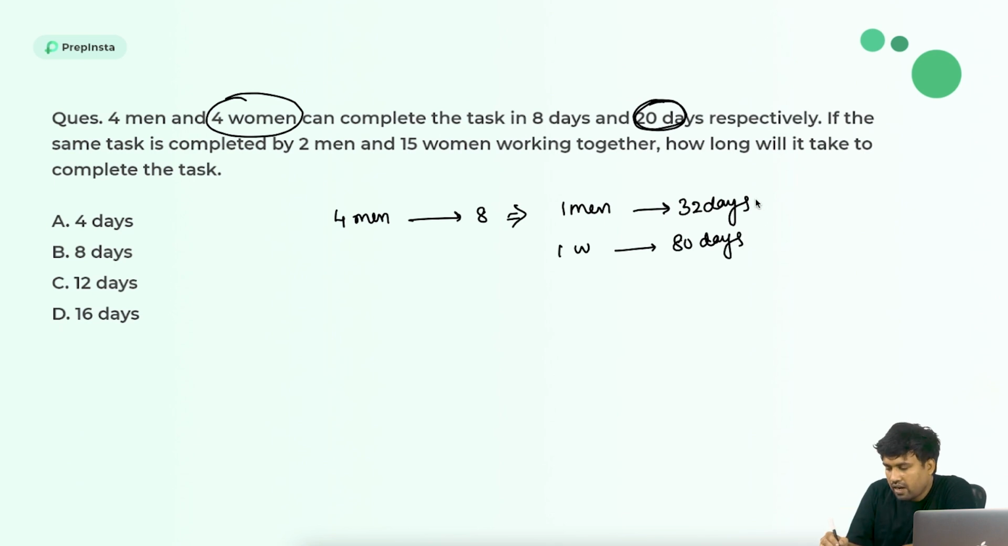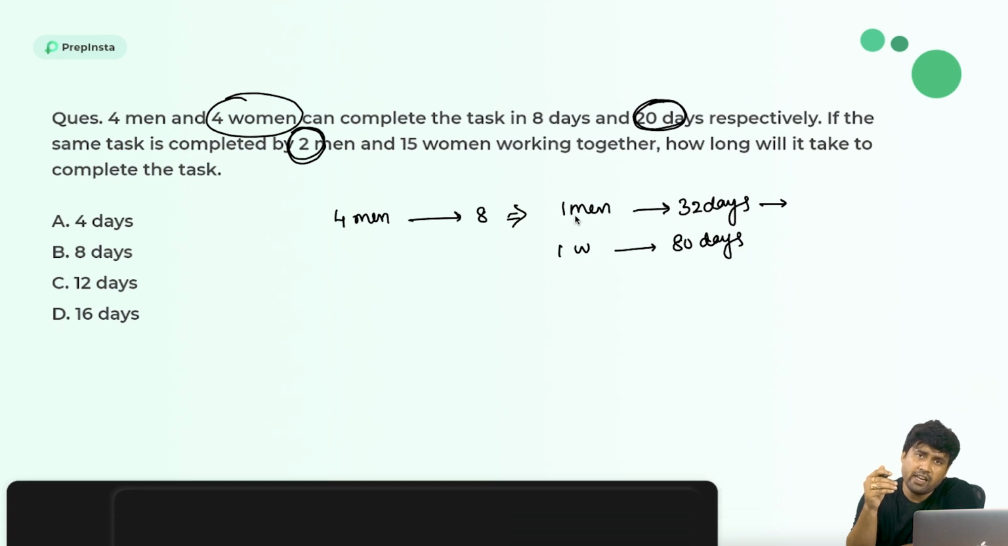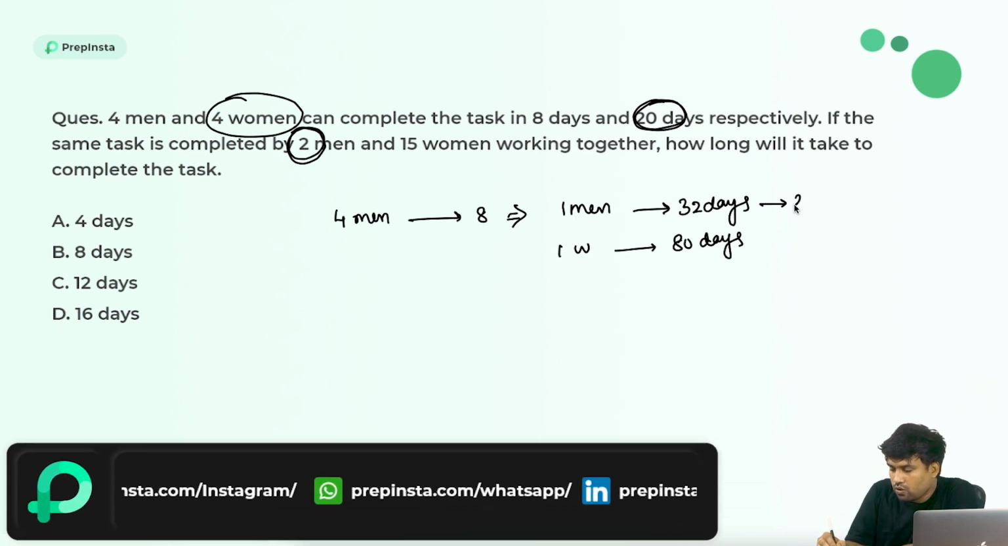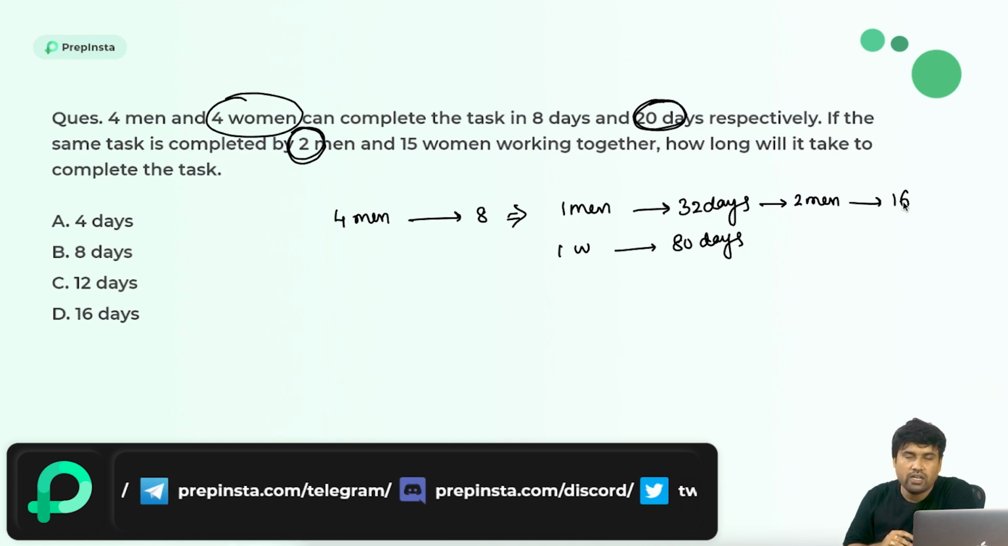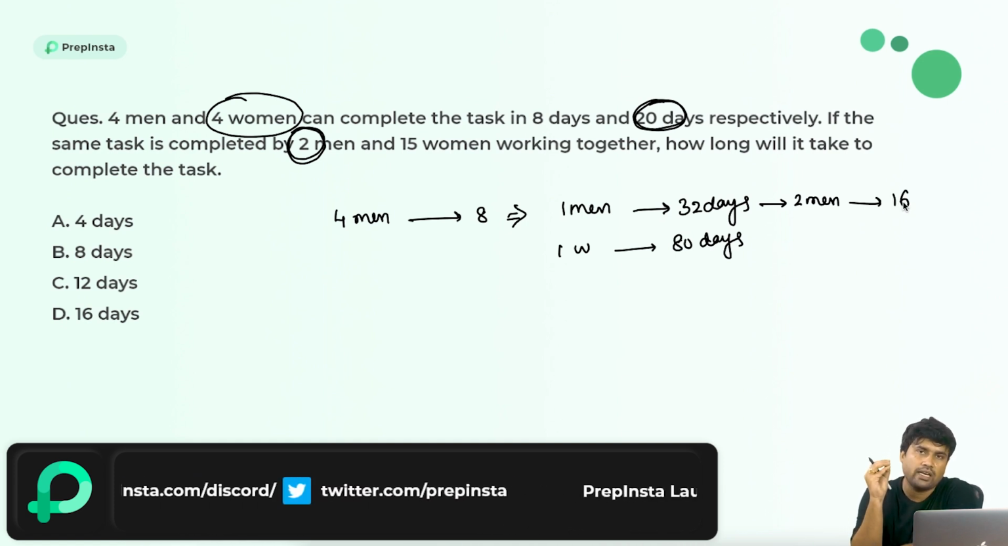Simple, right? Next, 1 man 32 days means 2 men. So if manpower doubled, the time taken will be half. So 2 men will complete the task in 16 days only. This is how you have to think quickly.